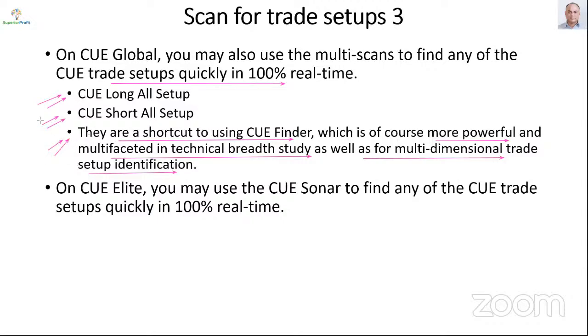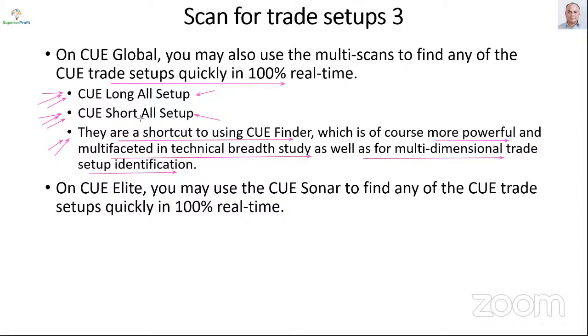But for a quick and dirty, faster way, you may simply run the multi scans, long all and short all. You don't run Q Finder, you simply run the 2 scans and then look for the stocks from the output. Look at their charts to see if the setups are confirmed, if your reward risk ratio is attractive.